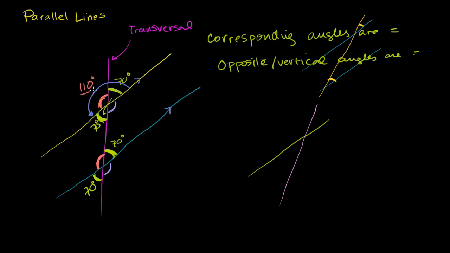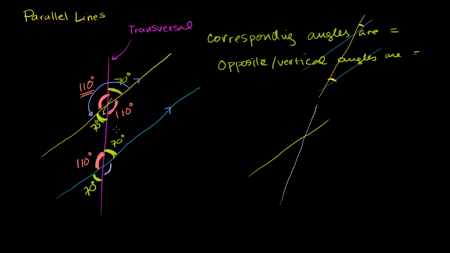Now, if this character right here is 110 degrees, what do we know about this character right here? Well, this character is opposite or vertical to the 110 degrees, so it's also 110 degrees. We also know, since this angle corresponds with this angle, it will also be 110 degrees. Or we could have said that, look, because this is 70 and this guy is supplementary, these guys have to add up to 180. So you could have gotten it that way.